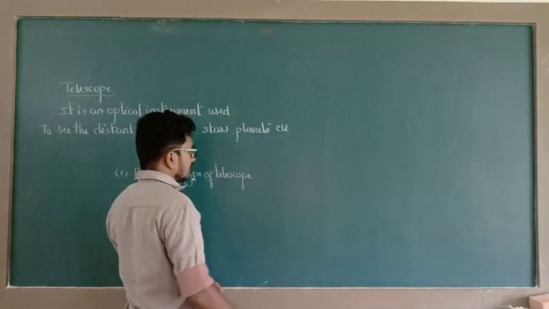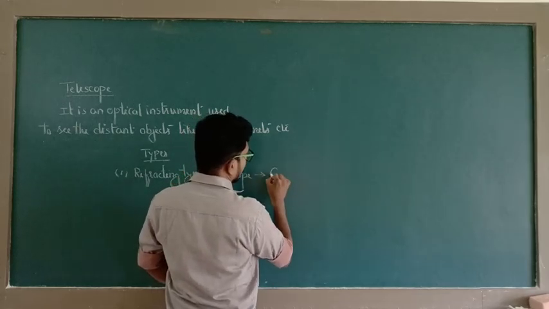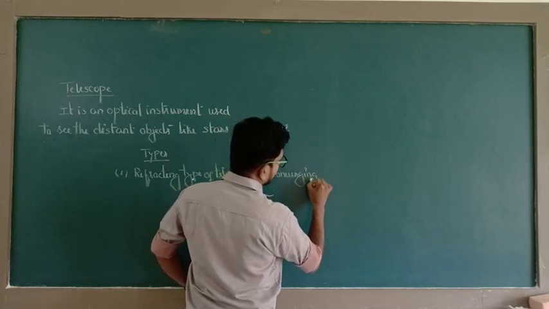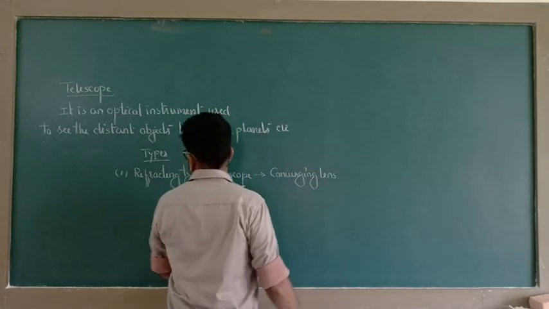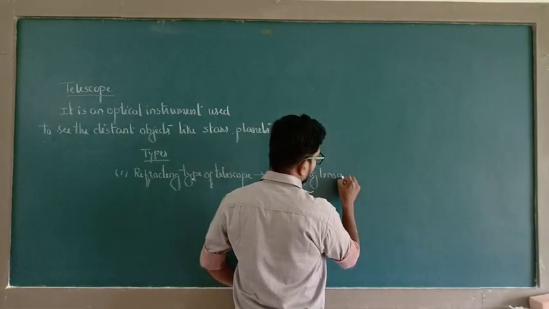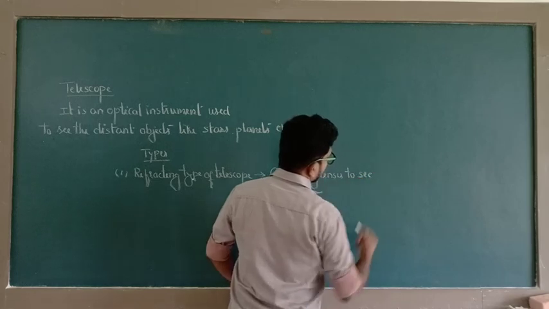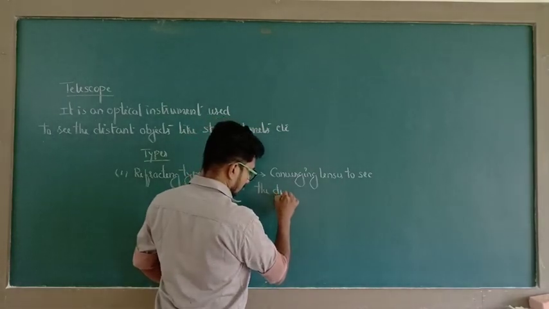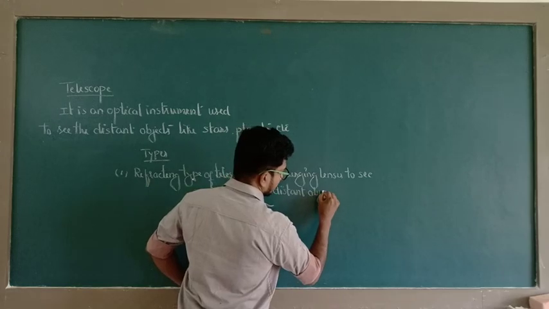So these are made up of converging lenses. Here we use converging lenses to see distant objects.